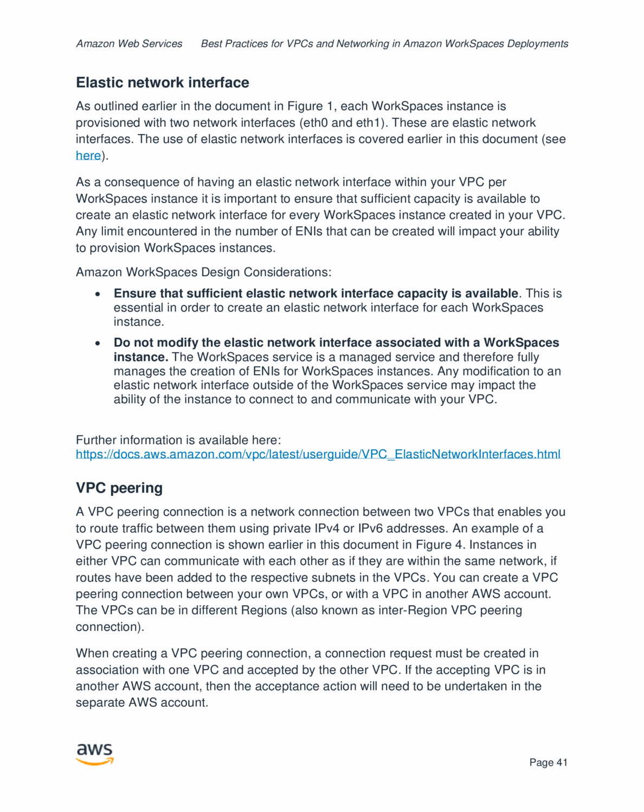You can create a VPC peering connection between your own VPCs, or with a VPC in another AWS account. The VPCs can be in different regions, also known as an inter-region VPC peering connection. When creating a VPC peering connection, a connection request must be created in association with one VPC and accepted by the other VPC. If the accepting VPC is in another AWS account, then the acceptance action will need to be undertaken in the separate AWS account.